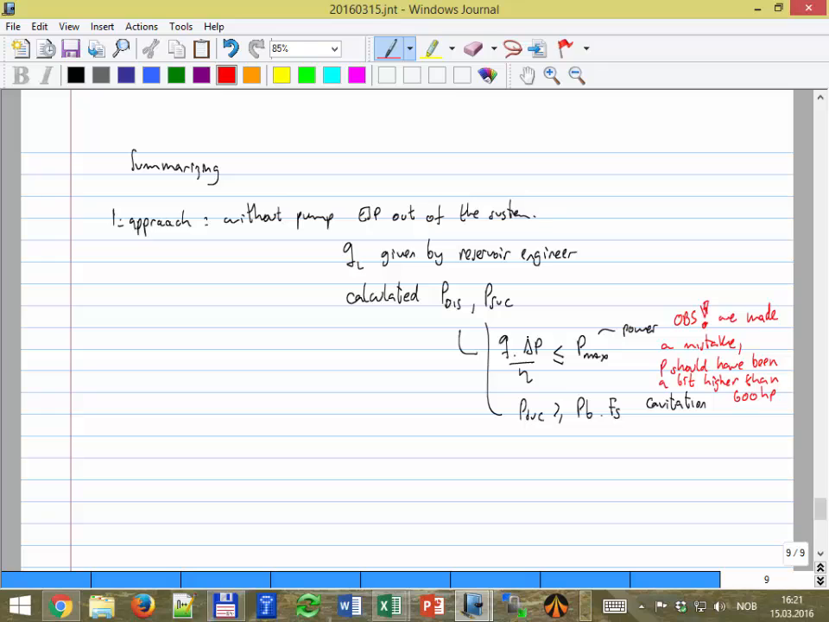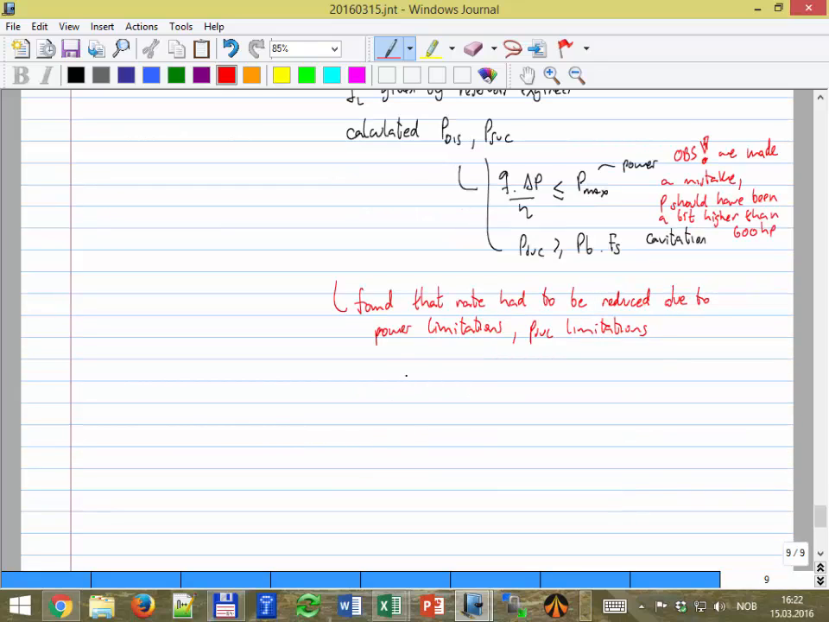At some point you have to reduce the rate because either you don't have enough power to produce that rate or because the suction already reached a limit. Okay, so from here we found that rate had to be reduced due to power limitations and suction pressure limitations.